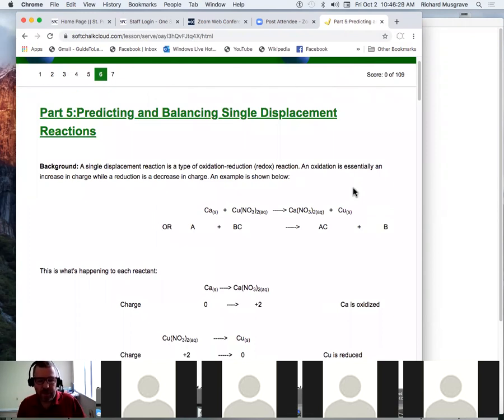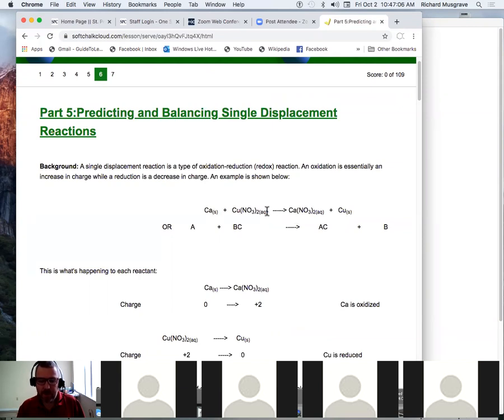Now, with the single displacement process, what you're looking at is the reaction of something solid that isn't charged with something that's aqueous that is charged, and then things switching around. So you can see the Ca solid actually replaces the copper, and the copper becomes solid. So the Ca becomes essentially Ca2 plus, and the copper 2 plus becomes copper solid. That's going to be the way that the reaction goes.